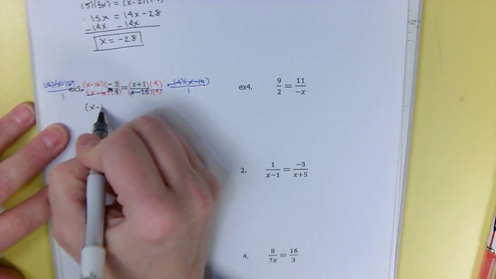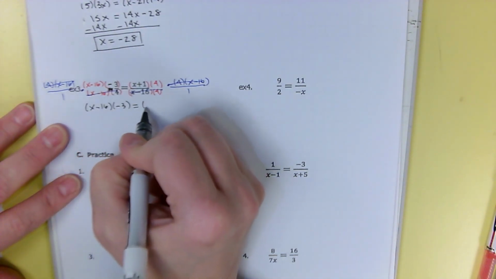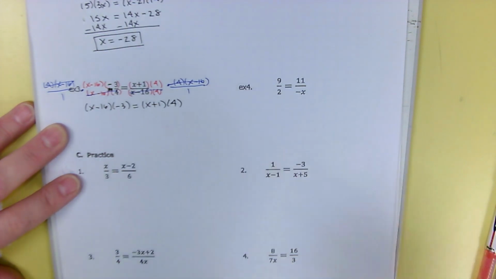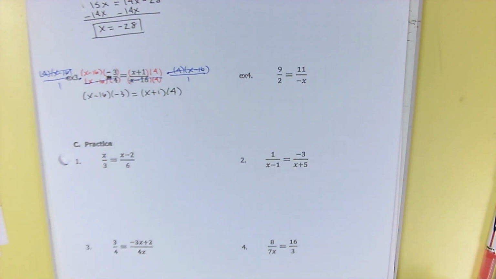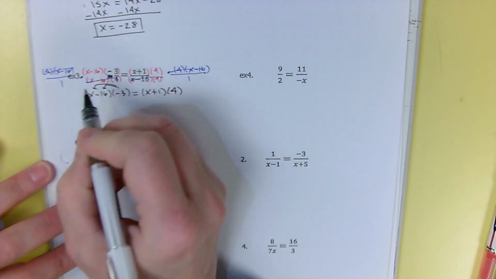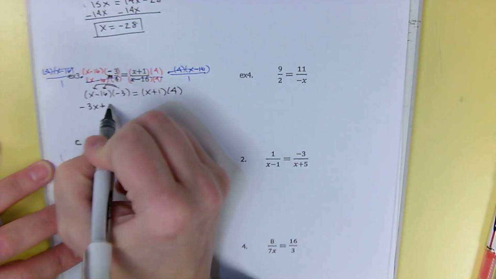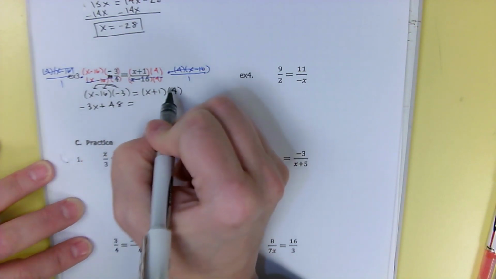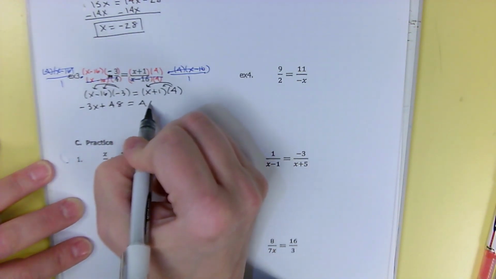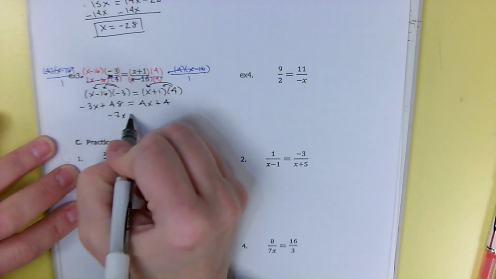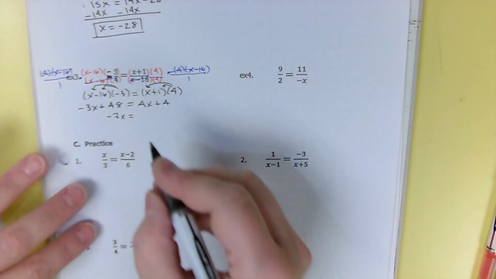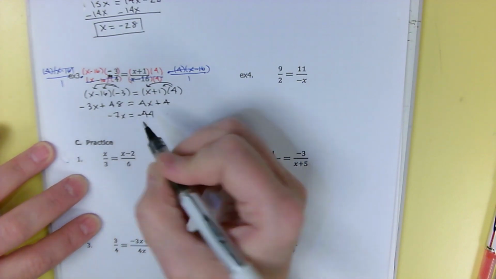So now we've got x minus 16 times negative 3 equals x plus 1 times 4. And then now we're going to solve. So you're going to backwards distribute the negative 3. So I get negative 3x plus 48. We're going to backwards distribute the 4. I get 4x plus 4. And then I'm going to skip a few steps. You subtract 4 over to the left and you get negative 7x. You subtract 48 over to the right, you get negative 44.